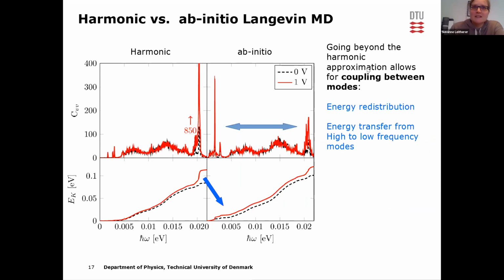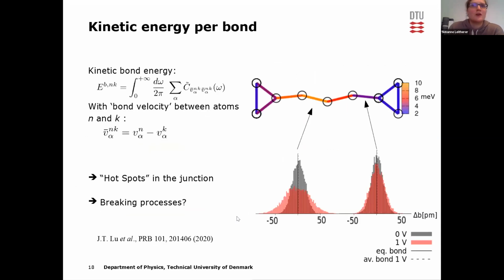Going beyond the harmonic approximation means you include coupling between the modes. In the harmonic case, you have decoupled modes, while with the ab initio run, you induce coupling that leads to an energy redistribution. That's what you see here. In the harmonic case, you have this very excited mode, and in the ab initio case, the energy gets redistributed from the high frequencies to the low frequencies. This shows that anharmonic effects actually play a role and should be treated also. Okay, that's my last slide.